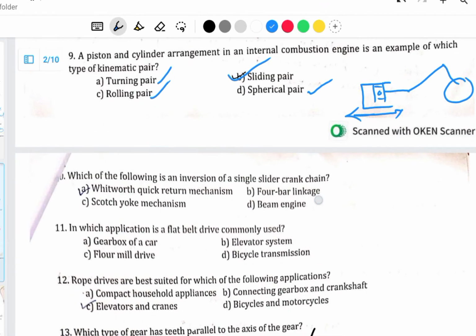Next, 10th question: which of the following is an inversion of a single slider crank mechanism? Inversion means if you are fixing any link, then it is called an inversion, first thing. In the 4-bar linkage and beam engine there will be multiple sliding pairs. Scotch yoke mechanism is also different. Only one sliding pair will be in the quick return mechanism. In the Whitworth quick return mechanism there will be only one sliding pair. So the correct answer is the Whitworth quick return mechanism.